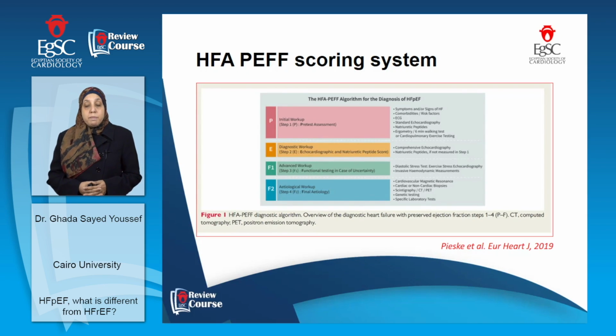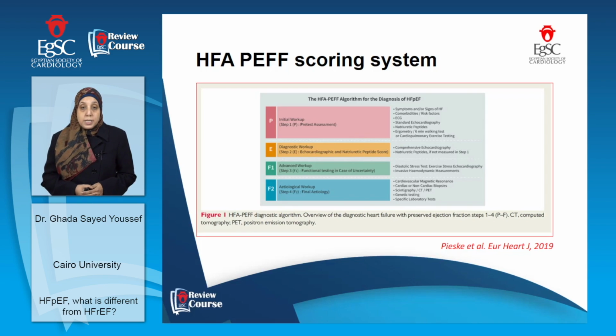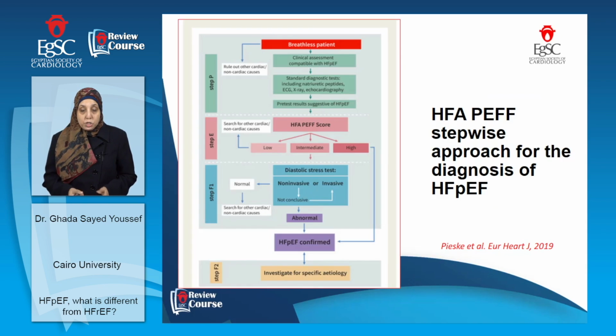Another scoring system has been proposed recently in 2019 by the Heart Failure Association. It's called the HFpEF scoring system, and it consists of 4 steps. The first step is the initial or pre-test probability of HFpEF. The second step is the diagnostic testing. The third step is the stress investigations, whether invasive or non-invasive. And step 4 is diagnosing the etiological reason for patients with heart failure with preserved ejection fraction.